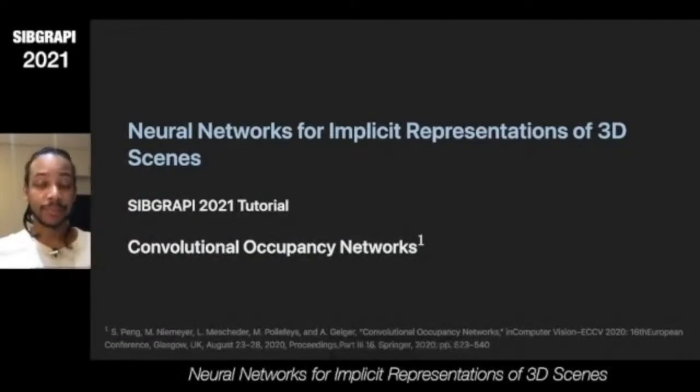Hello, my name is Alison, and I'm going to present this part of our tutorial on neural networks for implicit representations of 3D scenes. I'm going to talk about the convolutional occupancy networks, a work of Peng and collaborators that was published in the ECCV last year.